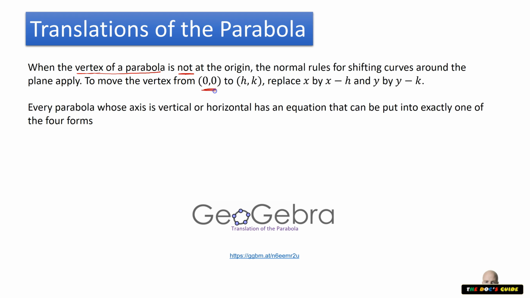So if we want to move the vertex from 0, 0 to h, k, what we're going to do is to replace the x by x minus h, so we've seen that in action before, and the y by y minus k. And then that gives us the ability to read off the vertex from our equation. So every parabola whose axis is vertical or horizontal has an equation that can be put into exactly one of the four forms, and then with those four forms we can move the vertex from the origin to the point h, k. So let's have a look at this in action on GeoGebra.